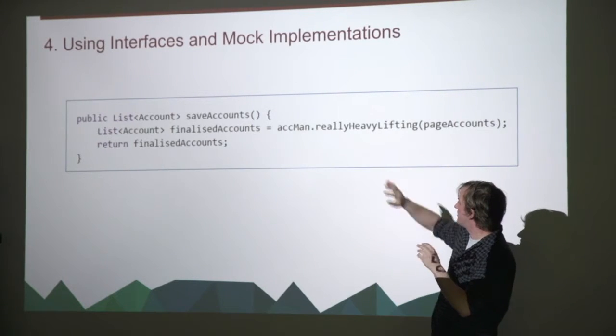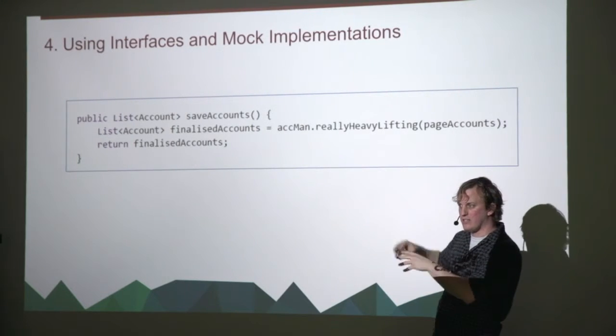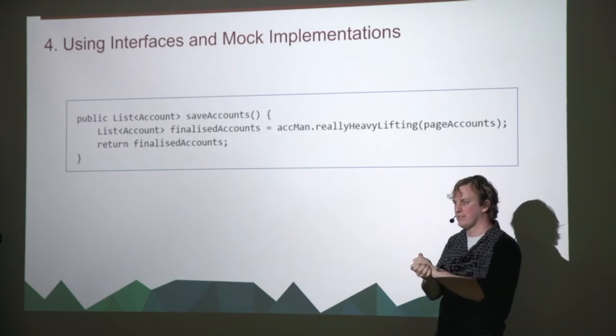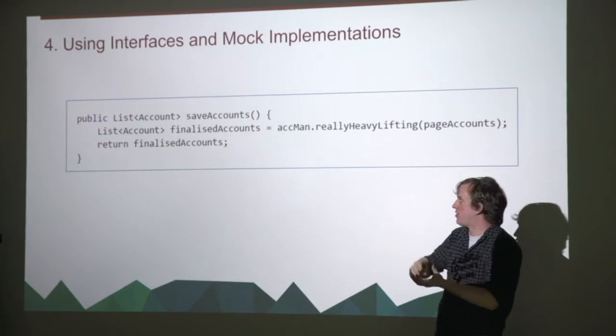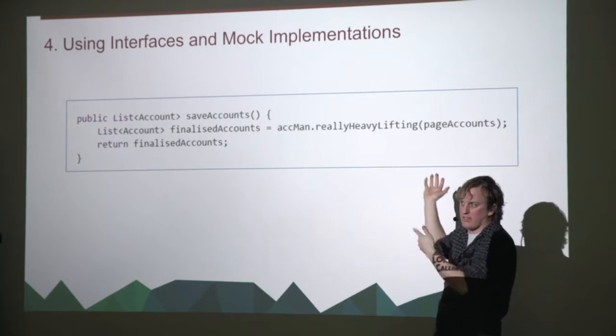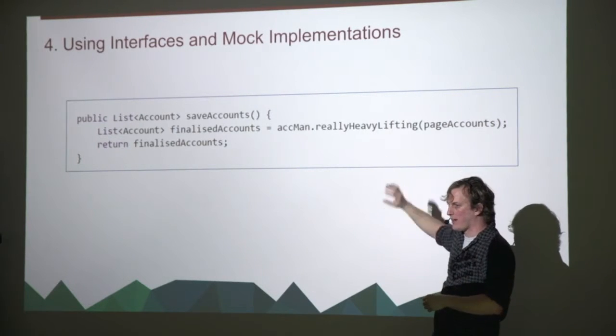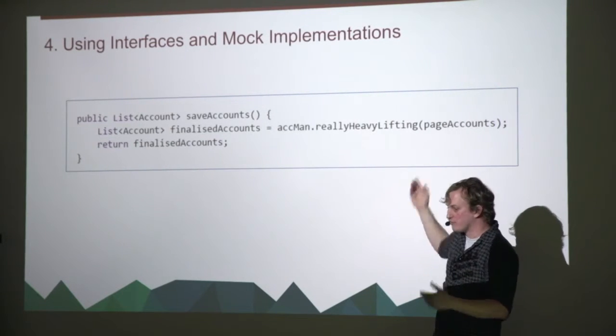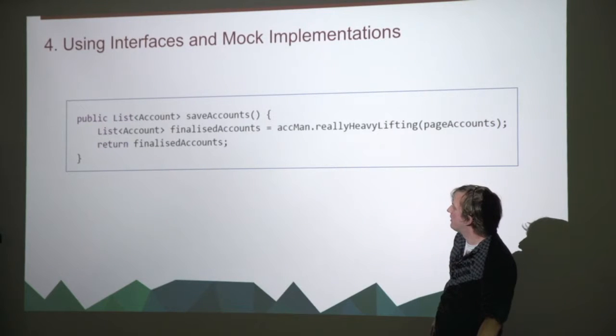One of the reasons for this is if really heavy lifting did change and it broke its own unit test, you just want its unit test to break. You don't want this test to start failing because that's changed. You want this one to pass because it's still doing what it was told to do, call really heavy lifting. That one has its own.